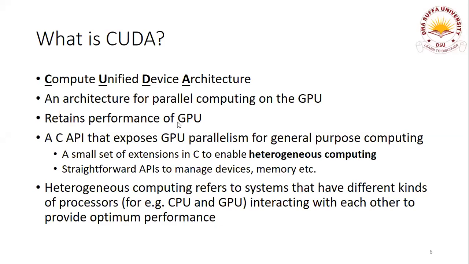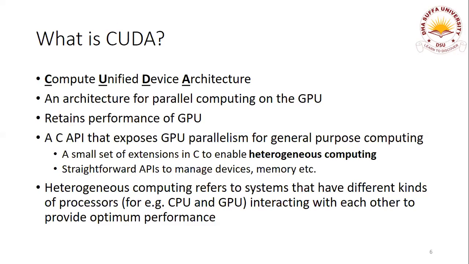CUDA is basically an architecture for parallel computing on the GPU. This is basically meant for parallel computing on the graphic processing unit. It retains the performance, and it is based on C API, and it exposes GPU parallelism for general purpose computing. So it has a small set of extensions in C to enable heterogeneous computing, and its straightforward API to manage devices, memories, etc.